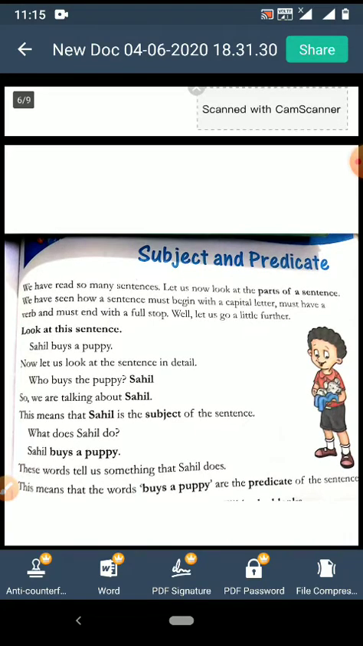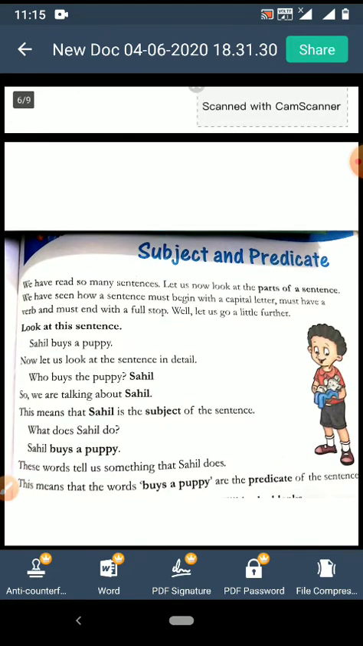Now, we have read many sentences. Let us now look at the parts of a sentence. We have seen how a sentence must begin with a capital letter, must have a verb, and must end with a full stop. Well, let's go a little further.